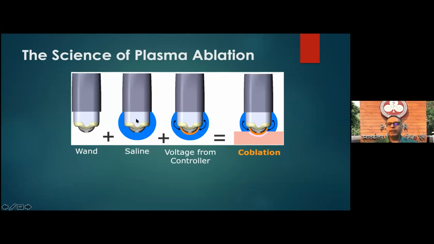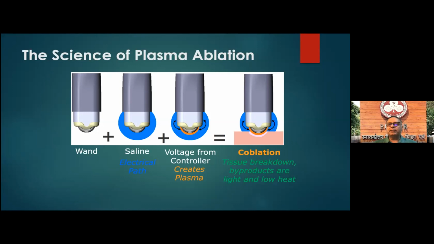We'll go through briefly the science of plasma ablation. Basically, we have a wand, then we have saline irrigation, then we have a controller which gives voltage, and then the coblation switches on and plasma is formed. So what does saline do? Saline just serves to form an electrical path. Coblation is a bipolar tool, and we need saline to form an electrical path between the primary and the secondary electrode. What does the voltage from the controller do? It ionizes the gas and creates plasma. And then what does the plasma do? It causes tissue breakdown, and the byproducts are light and low heat. So basically, coblation is not a heat-driven process.